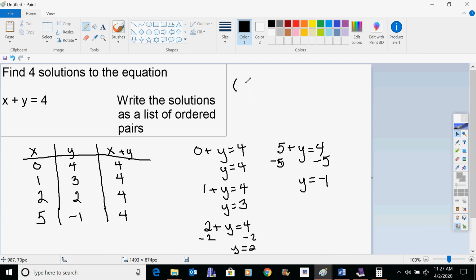Okay, and so you could have your list of ordered pairs. You could have 0, 4. You have 1 goes with 3. You're always putting the x's and the y's in your list of ordered pairs. You have 2 goes with 2. And we have 5 goes with -1.